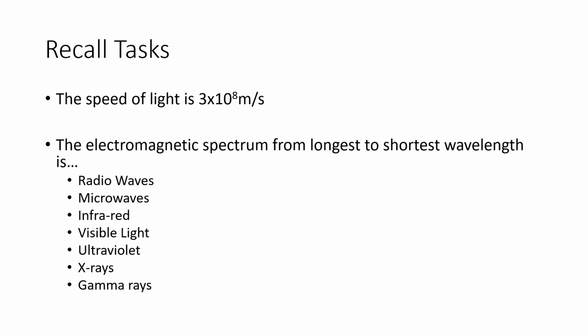So here we have the speed of light is 3 times 10 to the 8 meters per second. That is 300 million meters per second. And the electromagnetic spectrum in correct order from longest to shortest wavelength is radio waves, microwaves, infrared, visible light, ultraviolet, X-rays, and gamma rays.